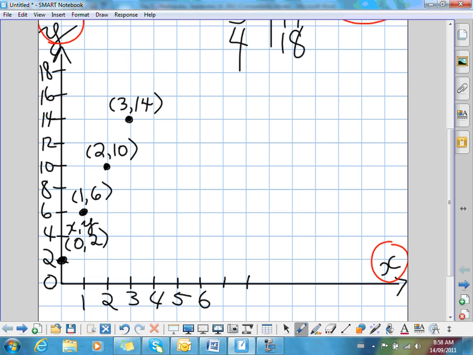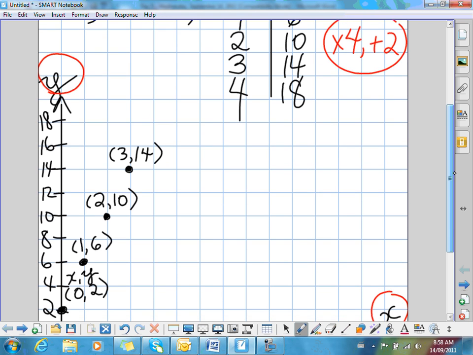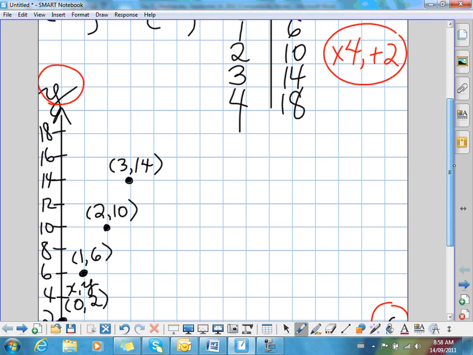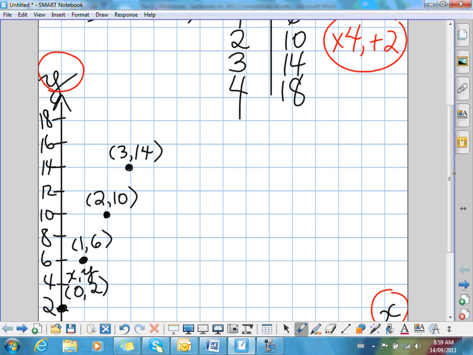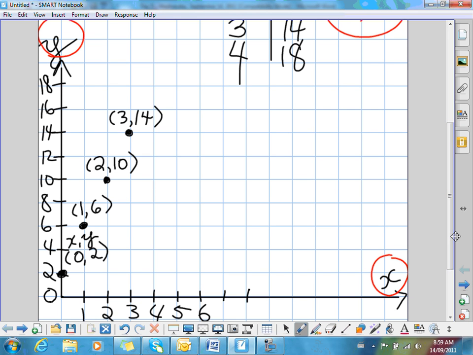All right. Now, the last point. Do you see that the points are starting to form a straight line, right? Okay, can you read the last point off of the t-table? Yeah, 4 comma 18. So it's right here. You plot it like that. So it's 4 comma 18.